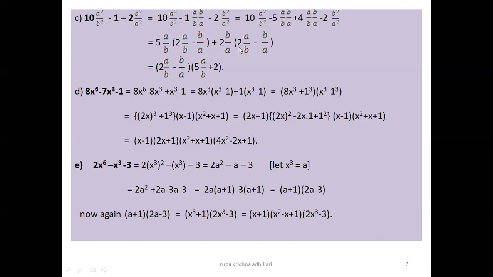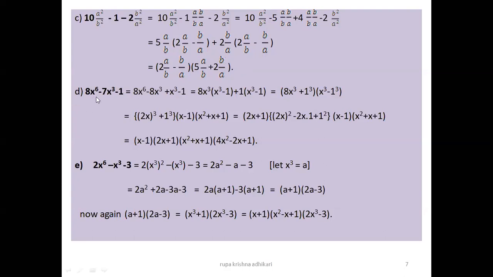Hence you can see here, the terms inside bracket are common. So let's write it. Now what is left over? 5a by b plus 2b by a. 2b by a is left here. I request you to add b by a. Yes, 5a by b plus 2b by a. Hence the factors.